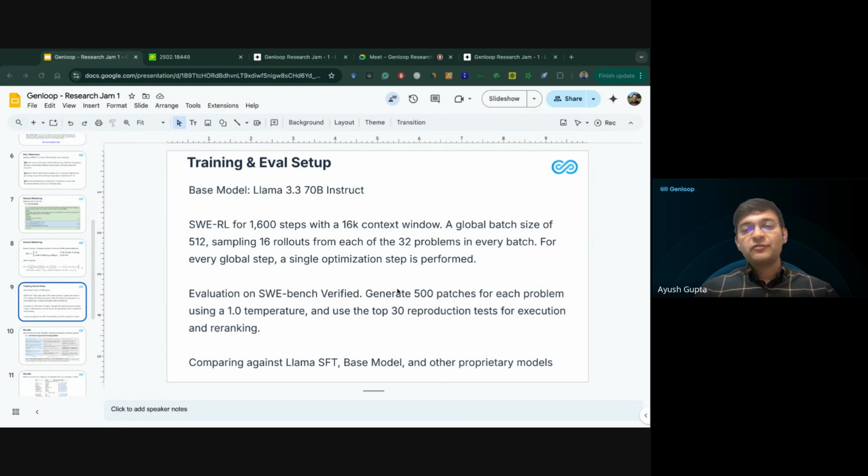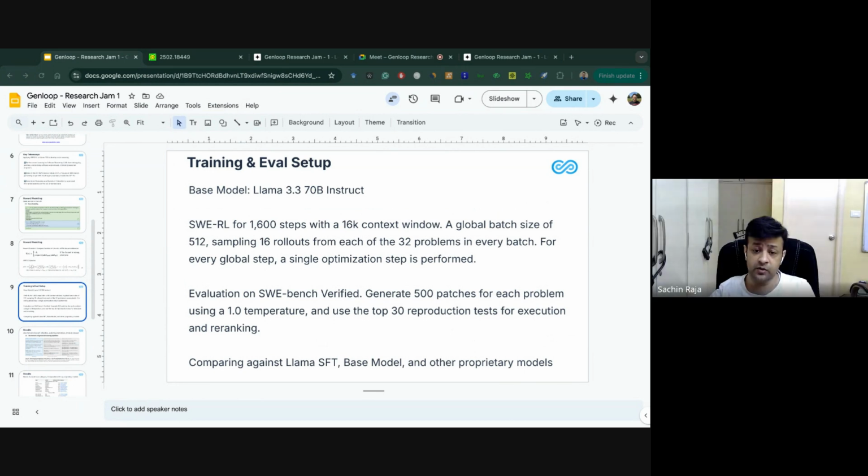So they generated 500 patches for each problem using a temperature of 1 and took the top 30 reproduction tests for execution and re-ranking. So basically, every example must have taken a lot of time for them, first of all. If one reasoning and execution is taking around 30 seconds, 500 patches would have taken them 250 minutes. So basically 4 hours on a problem, is it? Or am I going wrong somewhere in my maths?